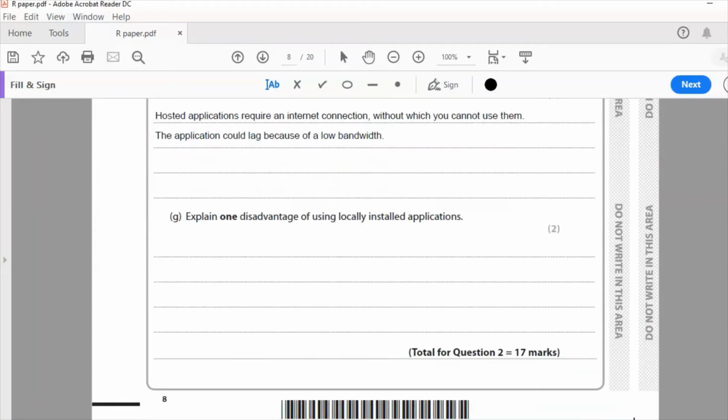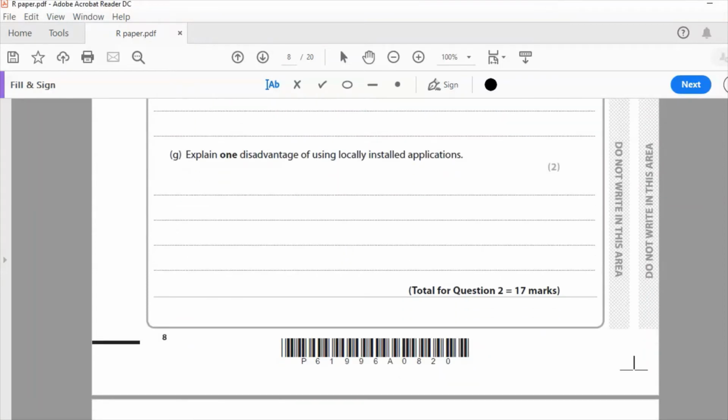Let's look at question G. And this is the last question of question 2. Explain one disadvantage of using locally installed applications.